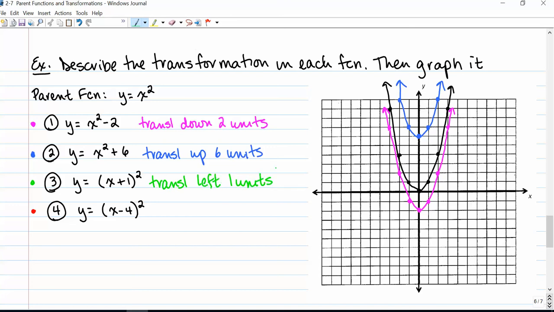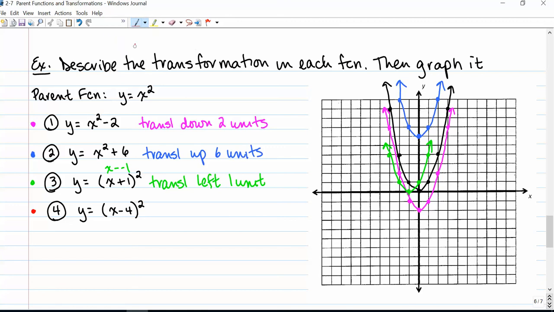And this is the one that's a little bit confusing because we see a plus 1, we would think, well, maybe it should go to the right. But actually what's going on in here is this is the same as x minus a negative 1. So your vertex now is going to be at negative 1. So all of these points on the parent graph are going to move 1 to the left. And I think my graph is getting a little confusing here, so I'll just keep it kind of small. So there's the graph of y equals the quantity x plus 1 squared.